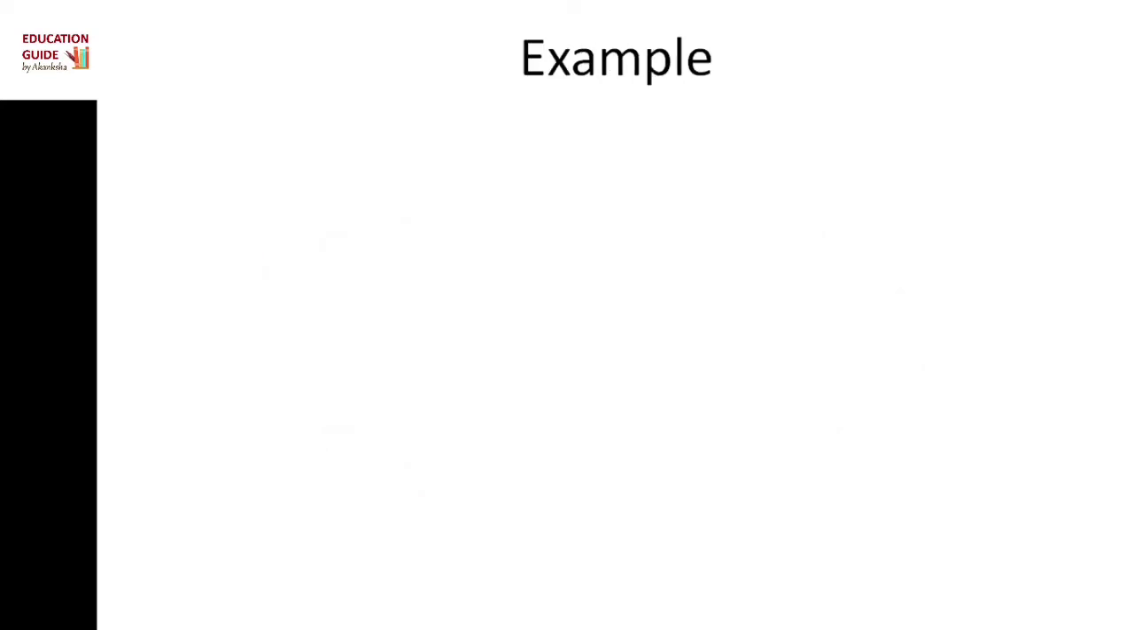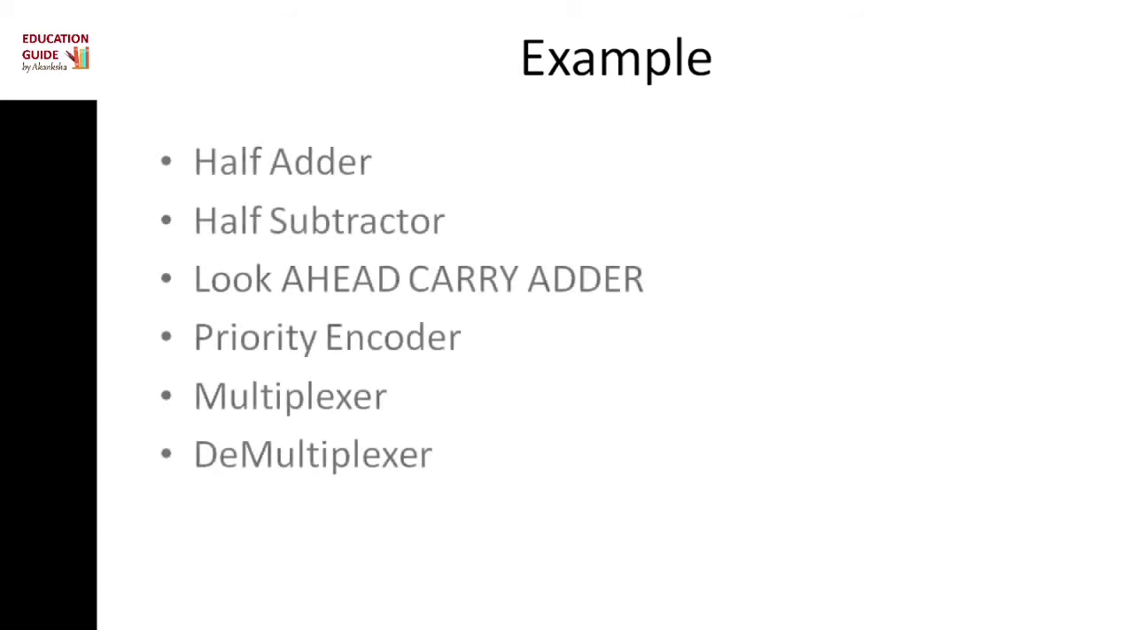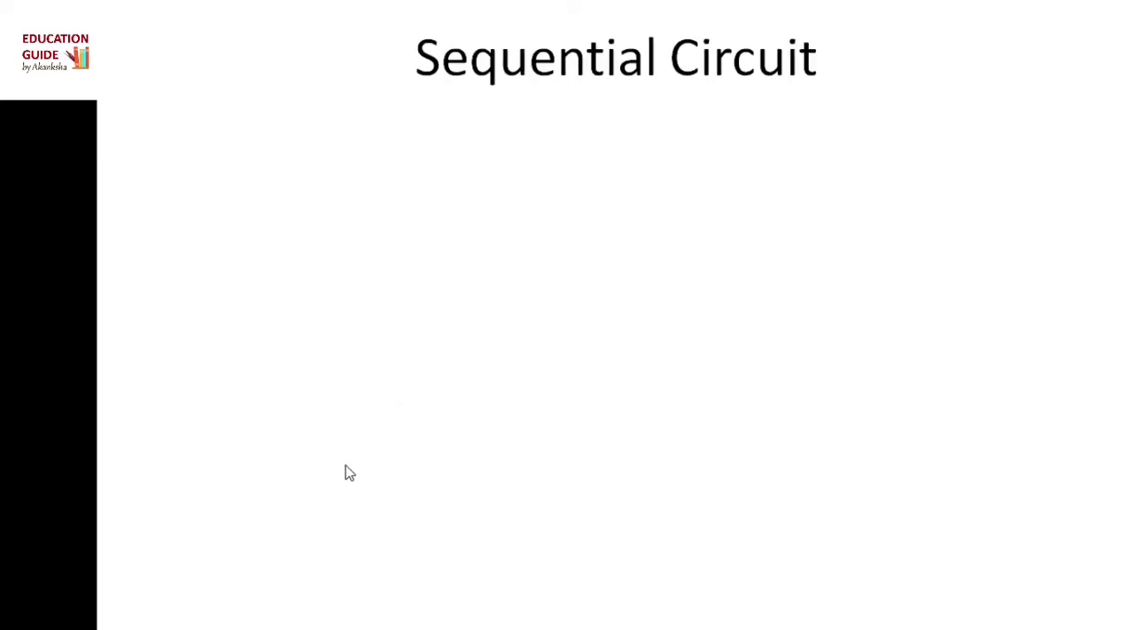These are some examples of combinational circuit: half adder, half subtractor, look ahead carry adder, priority encoder, multiplexer, demultiplexer.